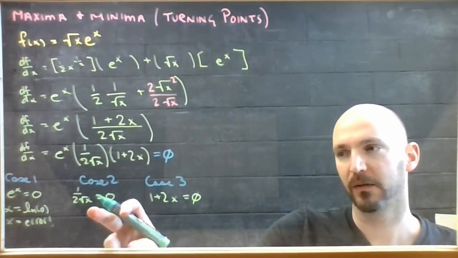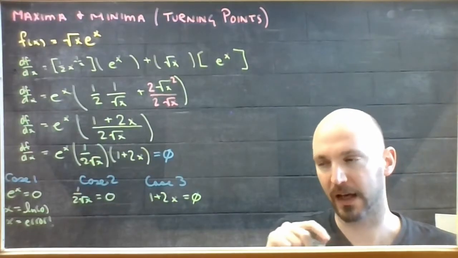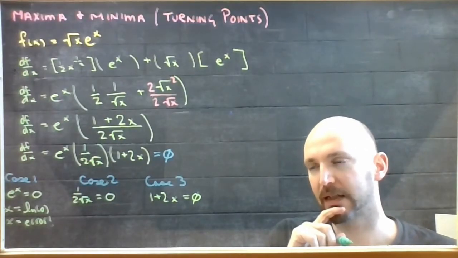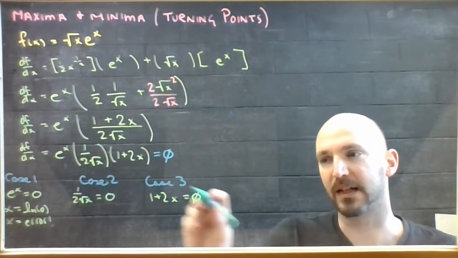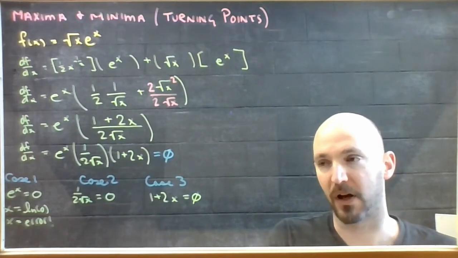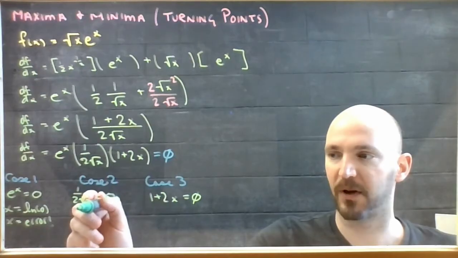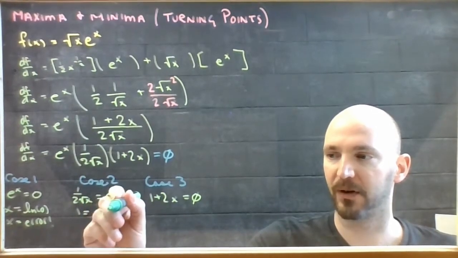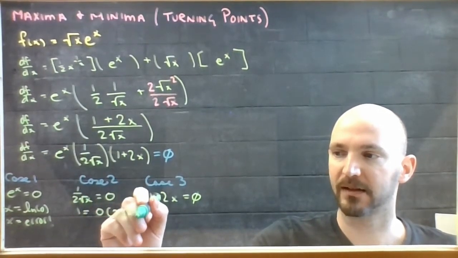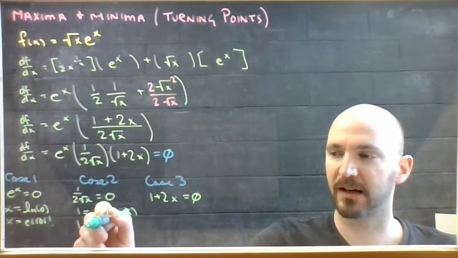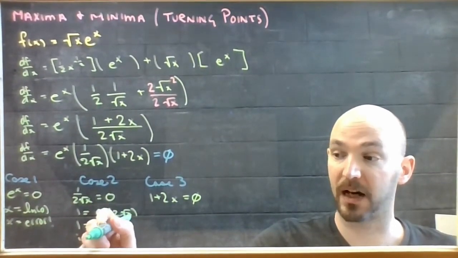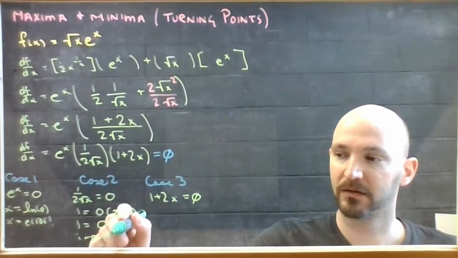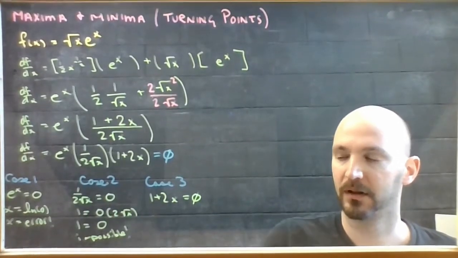This one here, 1 divided by 2 root x. Well, you can't get 0 through division. It's not possible. But if you want to convince yourself, perhaps you'd like to cross multiply. 1 equals 0 times 2 root x. And 0 times 2 root x would be 0, and this is impossible. So that's no good.